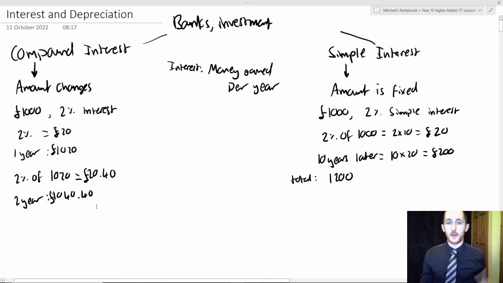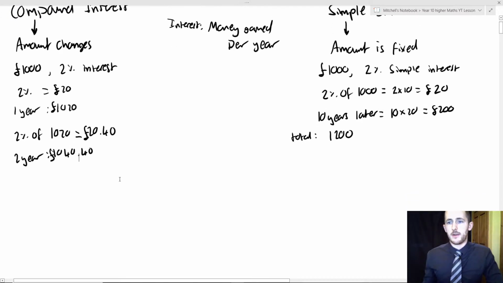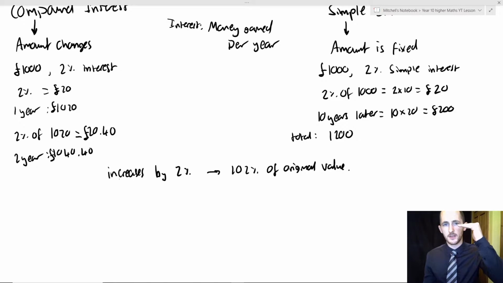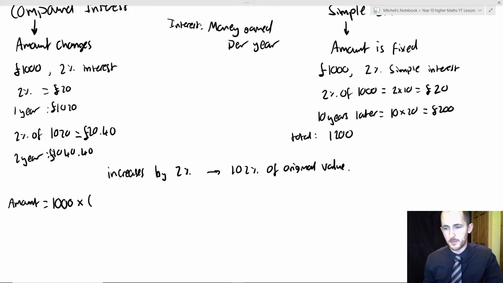Thankfully, there is an equation we can use to work it out. Now, if something increases by 2%, it's now at 102% of the original value, because 100% is its normal value. So if I've increased it by 2%, it's now at 102% of its original value. So to work out the amount that we have after 10 years, we take our original investment of £1,000, times it by 102%, which as a decimal is 1.02. You put 1.02 to the power of the number of years.